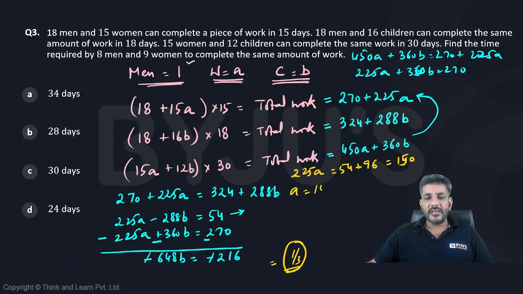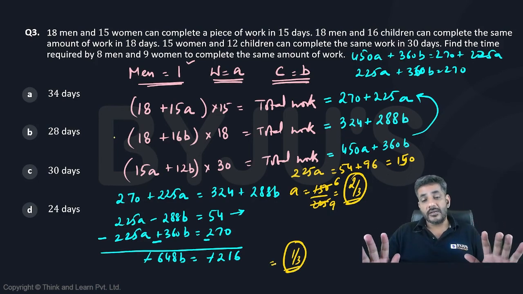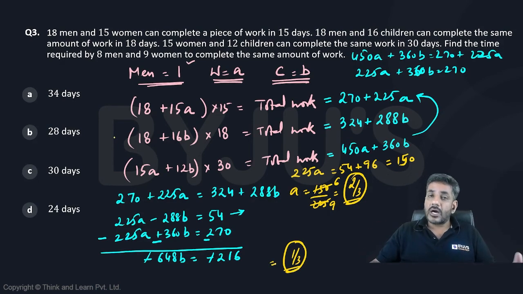So what is the value of A from here? It is 150 divided by 225. If I cancel them out, 25 6s are 150 and 25 9s are 225. 6 by 9 is actually equal to 2 by 3. So I also got A as 2 by 3. Of course, the calculations are large. These are large numbers, but you can't do anything about it. We got A as 2 by 3, and we got B as 1 by 3.